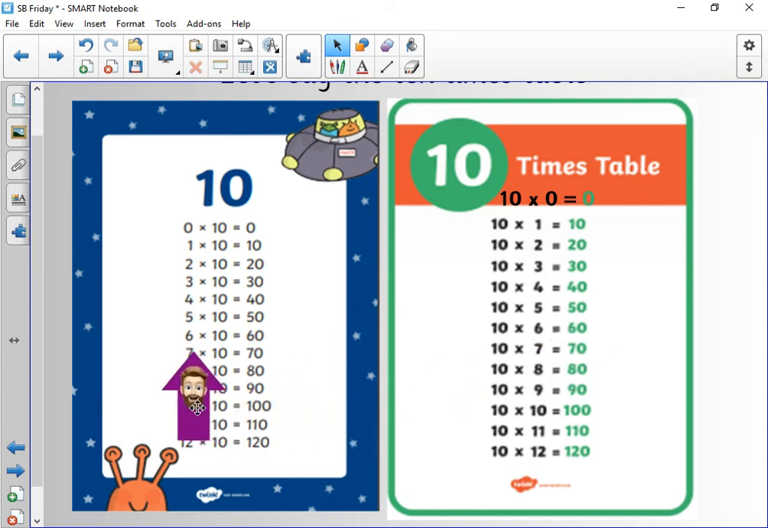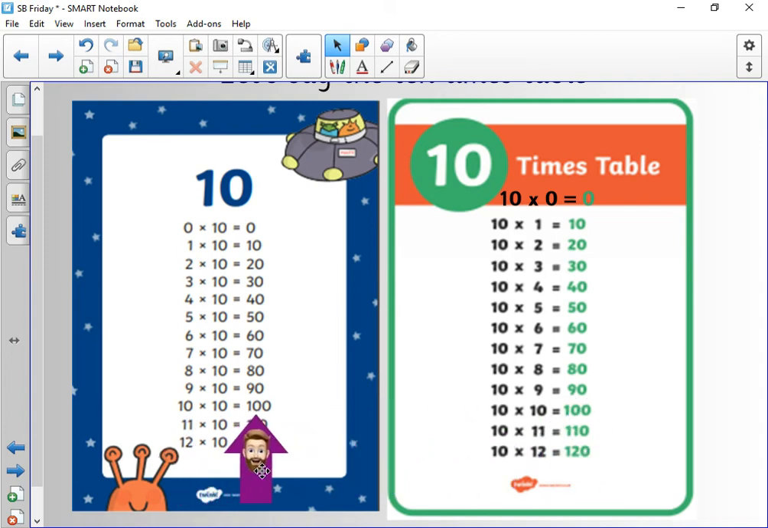Keep going. 6 times 10 is 60. 10 times 6 is 60. 7 times 10 is 70. 10 times 7 is 70. 8 times 10 is 80. 10 times 8 is 80. 9 times 10 is 90. 10 times 9 is 90.